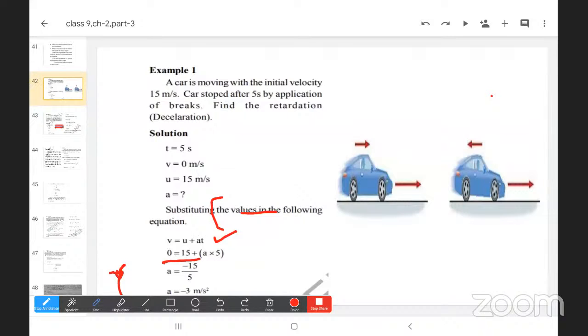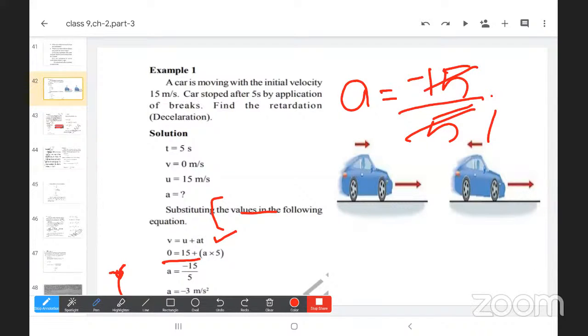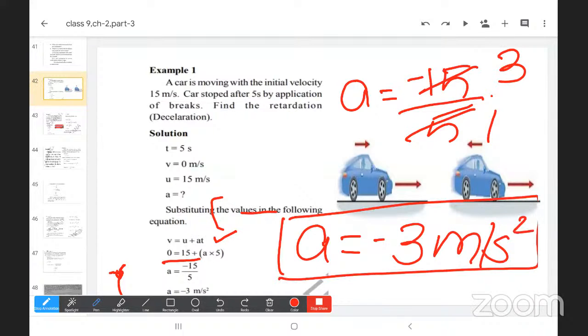So here we need to find the retardation of the car. So that's why a equals minus 15 by 5, right? From this equation we can write like this. Here 5 threes are 15, so they cancel. So here we got a equals minus 3 meters per second square, right? So the retardation of the car is minus 3 meters per second square.